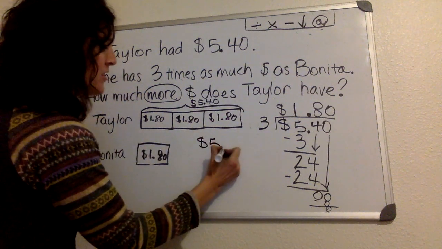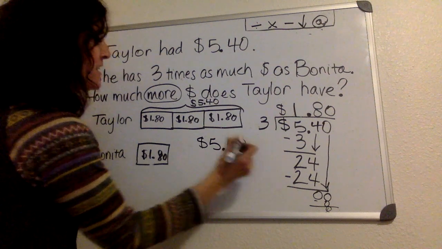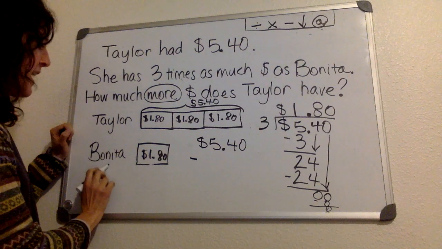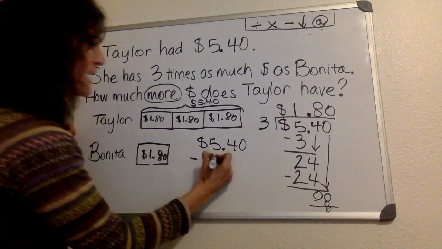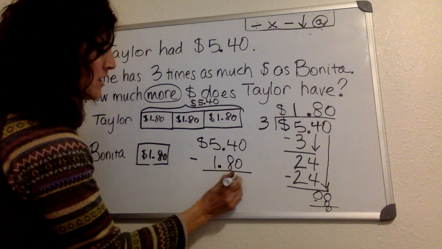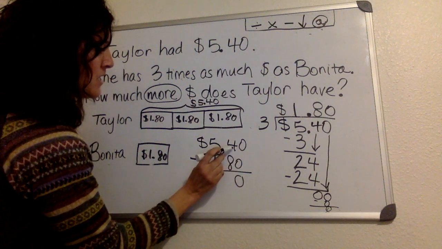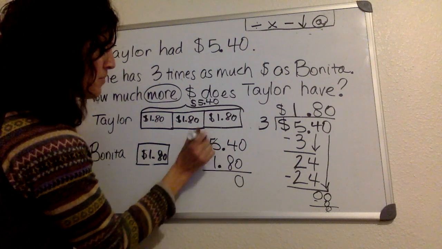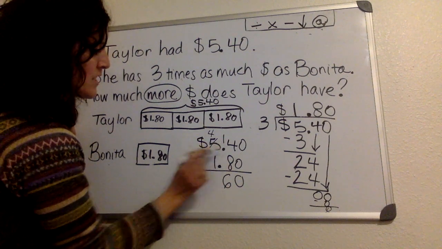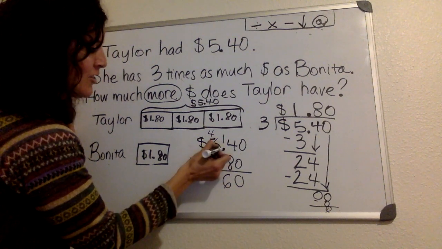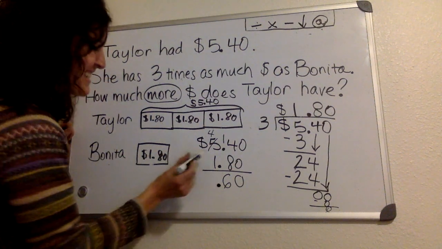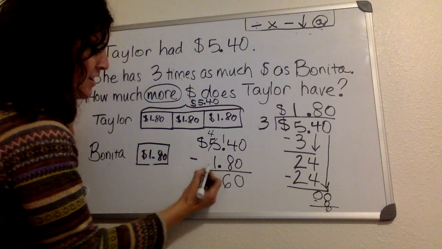So we have $5.40, which is what Taylor has, minus what Bonita has, which is $1.80. Subtract. I cannot do 4 minus 8. Borrow. Now I can do 14 minus 8, that's 6. Now look at this. I should have brought down my decimal point right away, shouldn't I have? There we go. I just did it now. 4 minus 1 is 3.